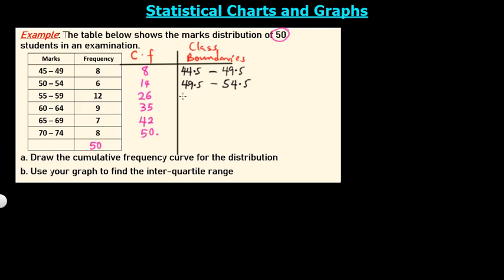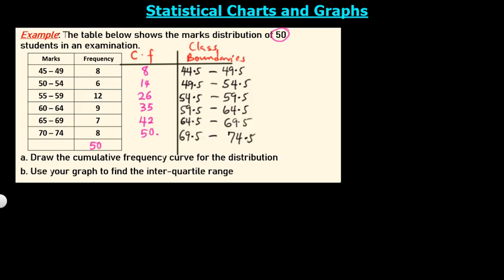So do the same, 54.5 minus 59.5. For this is going to be 59.5 minus 64.5, and this will give us 64.5 minus 69.5, and lastly 69.5 minus 74.5. Now the class boundary is designed.